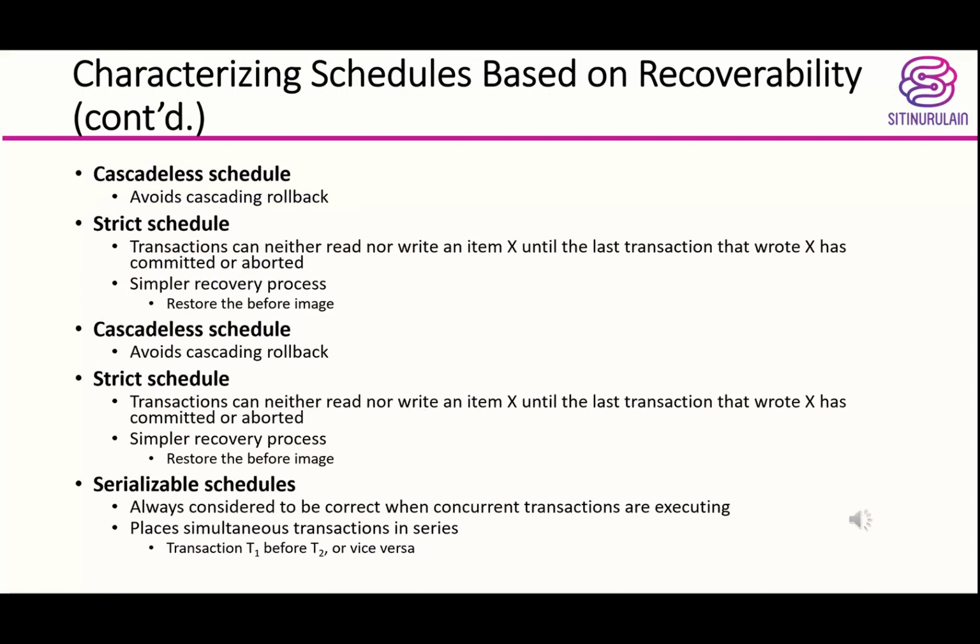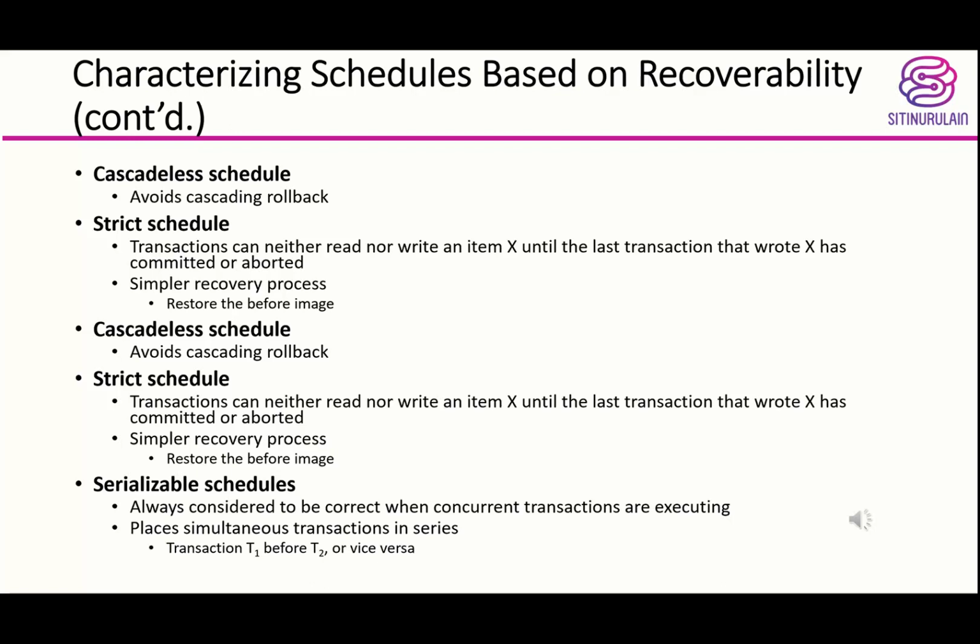Cascadeless schedule. Avoids cascading rollback. Strict schedule. Transactions can neither read nor write an item X until the last transaction that wrote X has committed or aborted. It is a simpler recovery process: restore the before image.